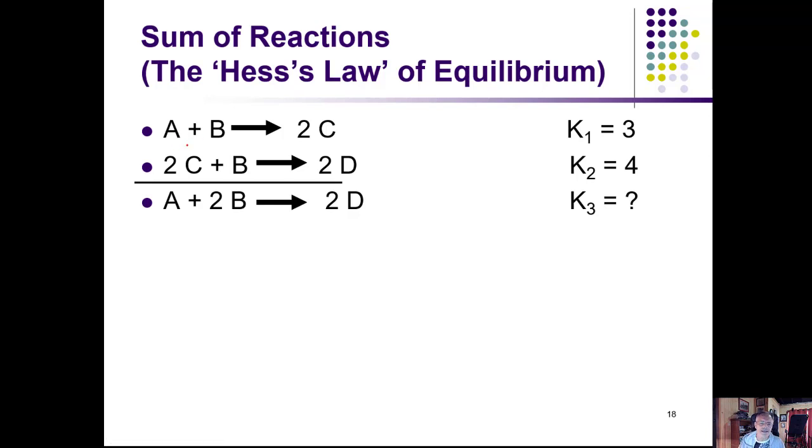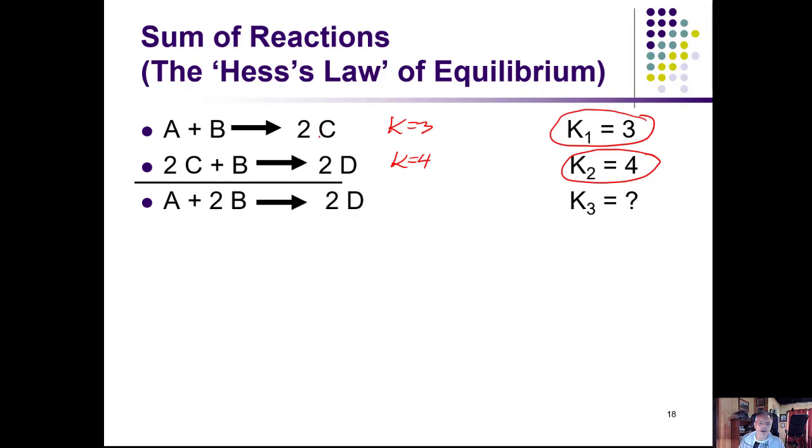In this case, here is my reaction 1, and I've established that the equilibrium constant is 3 for this reaction. And my reaction 2, 2C plus B produces 2D. That equilibrium constant, I'm calling K sub 2, that's 4. So I have a K that's equal to 3 here and a K that's equal to 4 here. These are just my arbitrary equilibrium constants.